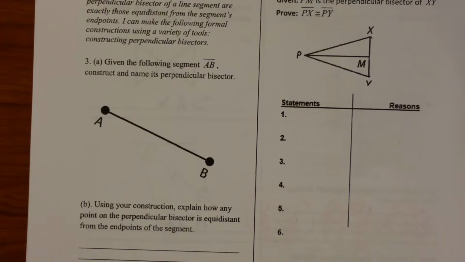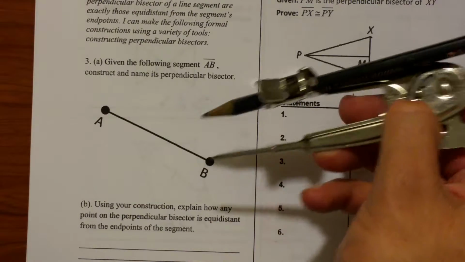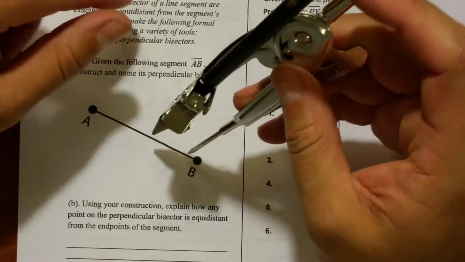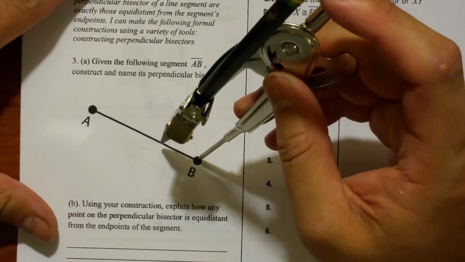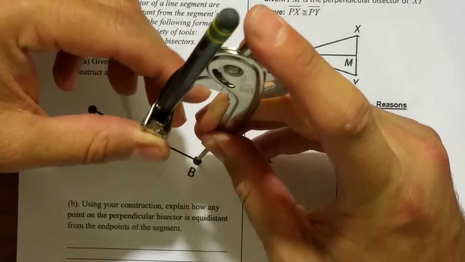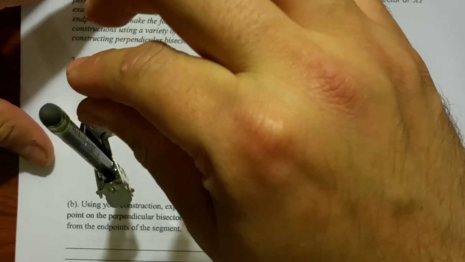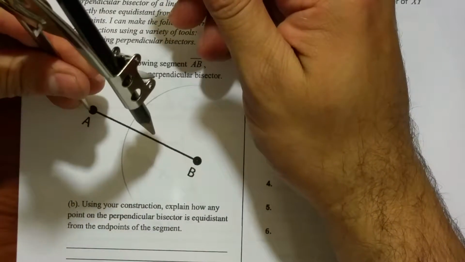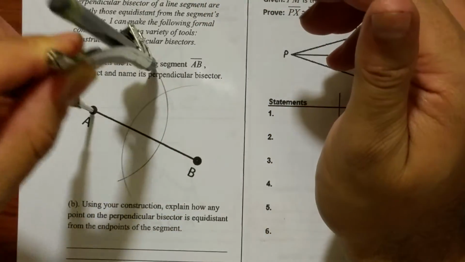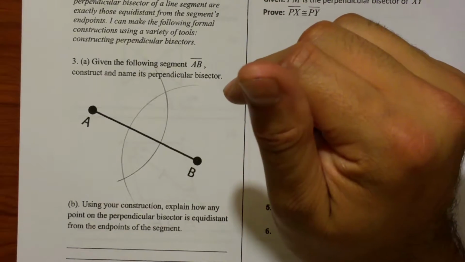All right, number 3. Given the following segment AB, construct and name its perpendicular bisector. Okay, so I got my handy dandy compass here. If you recall correctly, I'm going to start by stabbing B, and if you notice, I have paper underneath it to try and hold it in place. Open it up more than halfway. So here's more than halfway. Draw my arc. I'm going to stab A and do the same thing without changing its shape. That's important there. There we go. So I have my arcs there.